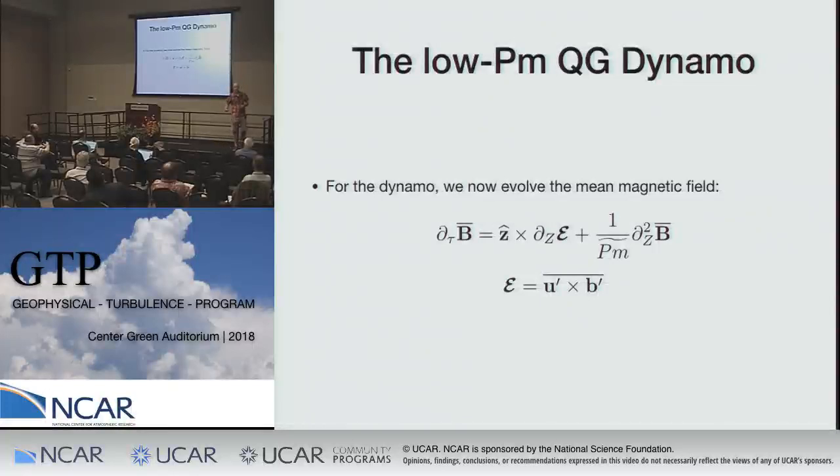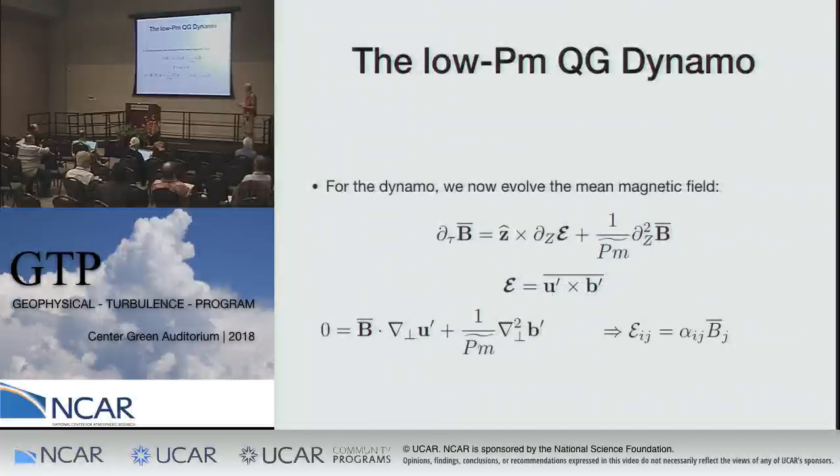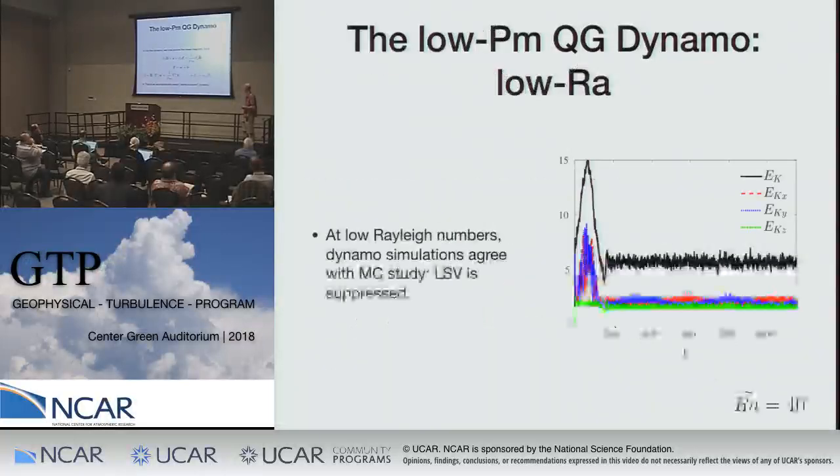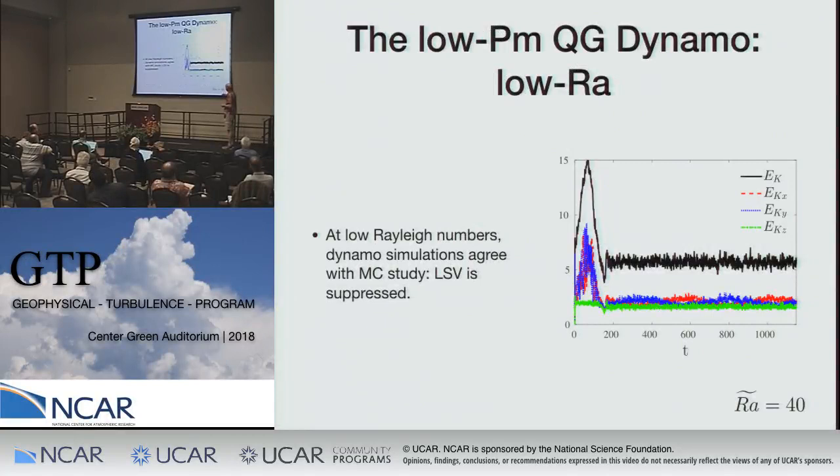We're in this low Pm limit. In this limit, this is our small-scale induction equation. Okay? With this limit, you can write your EMF in this way. So in this particular limit, this represents an asymptotically exact form of an alpha squared dynamo model. Okay? What do you get with these simulations? At low Rayleigh numbers, what we see is basically something that agrees more or less with the magnetoconvection simulations that we've been doing.